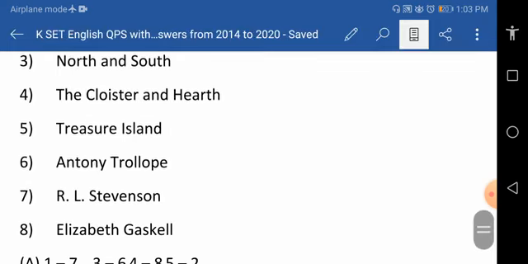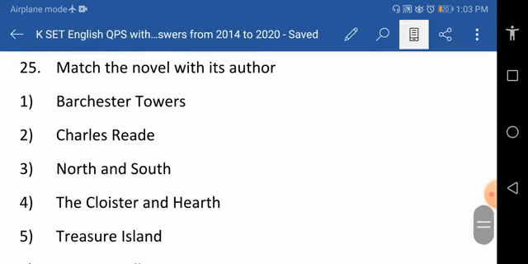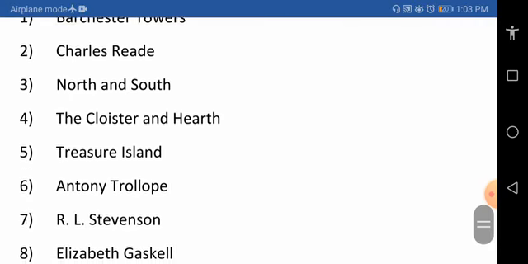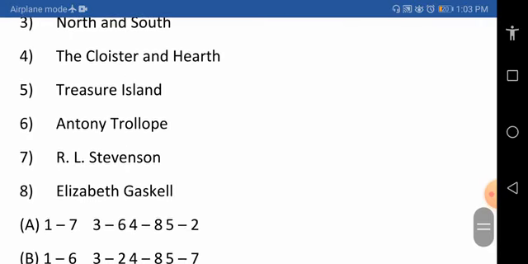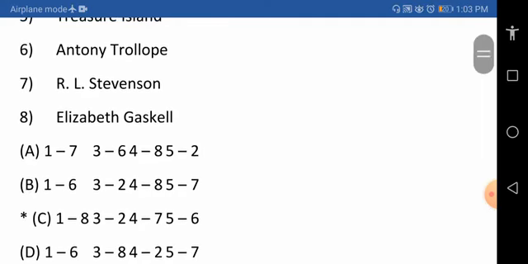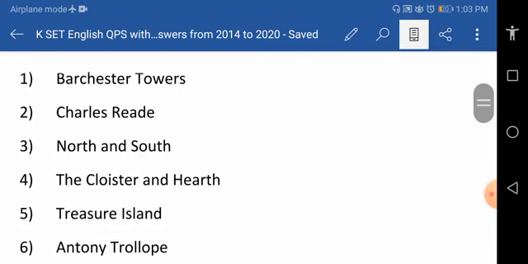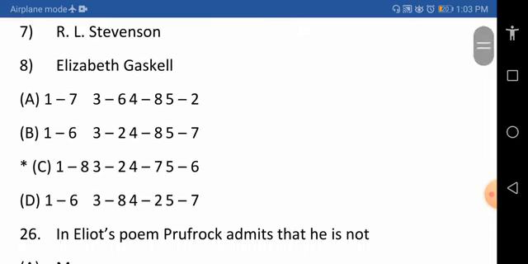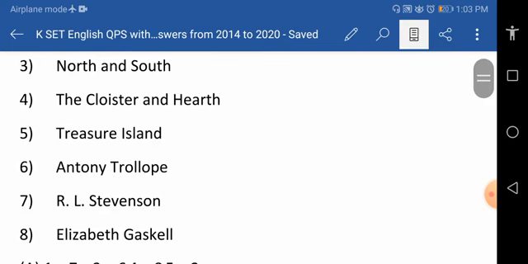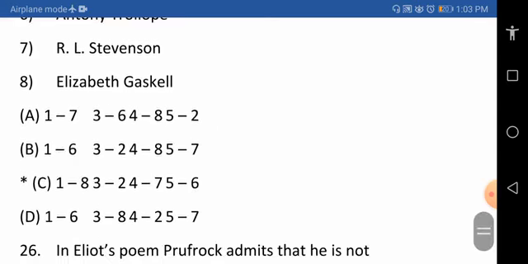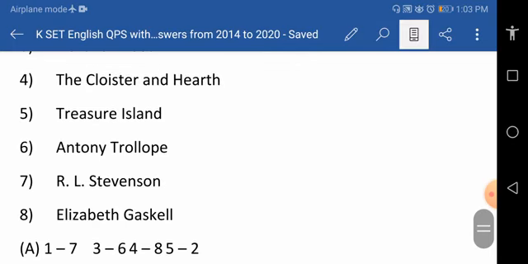1 to 8 means here Barchester Towers is matched to Elizabeth Gaskell. Then we have 3 to 2, that is Charles Reade is matched to North and South. And 4 to 7, that is The Cloister and the Hearth matched to R.L. Stevenson. Then the last one is 5 to 6, that is Treasure Island is Anthony Trollope's work.